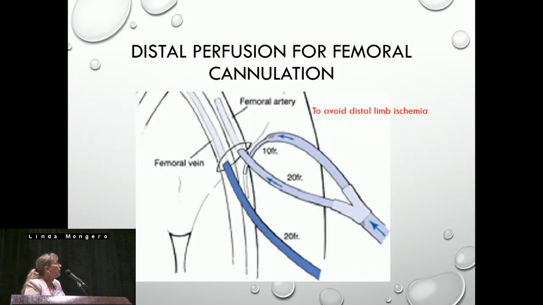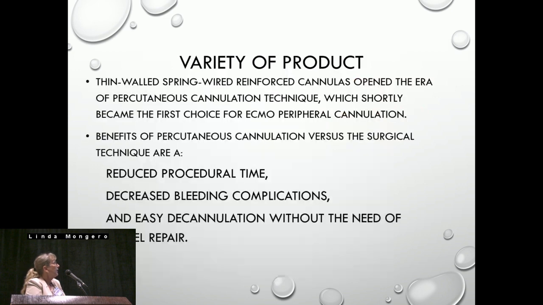This is just to show you the distal perfusion for femoral cannulation. I think everyone knows that you need to do this, but it's good to take a look-see to know that this needs to go down to the peripheral vessel, and an 8 or a 10 French, no smaller, because they really clot off if they're any smaller, so something good size.